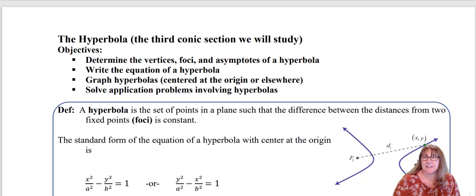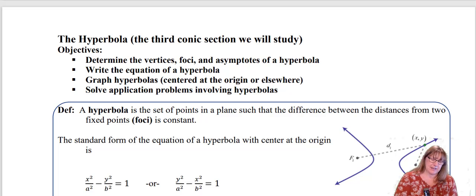The third conic section we are going to study is called a hyperbola. You have probably heard of circles, and you probably have heard of ellipses. You maybe haven't had that name, but you've certainly seen things like that. Hyperbolas are a little less common in your study of mathematics, so you may or may not have seen those.